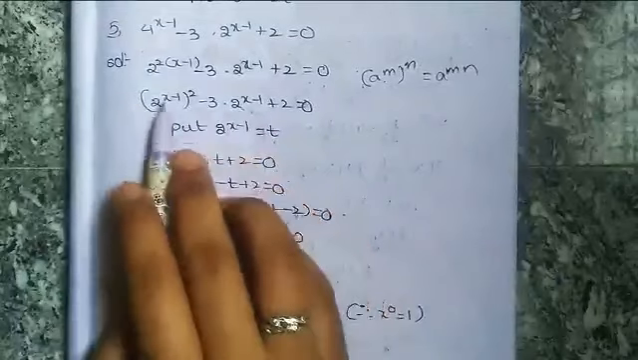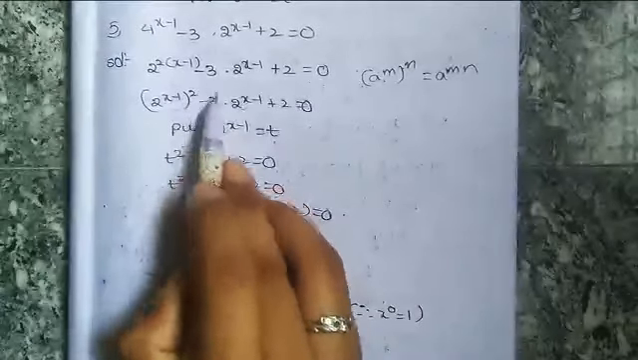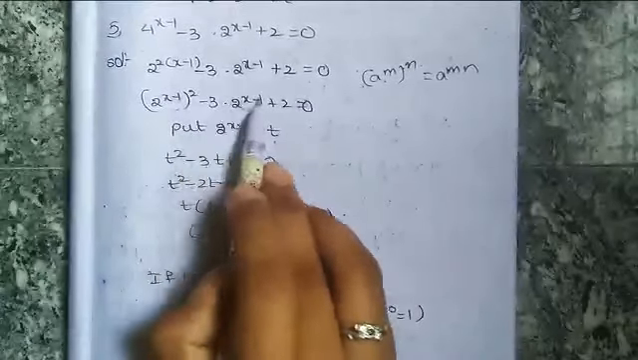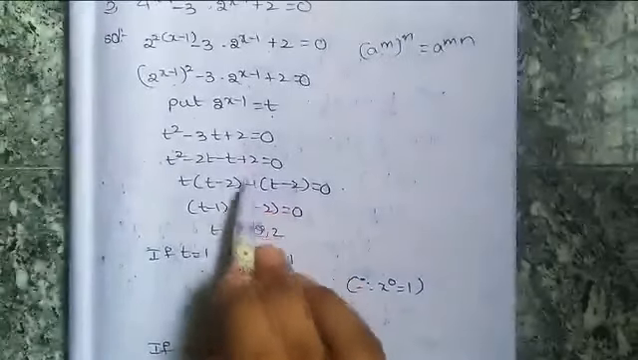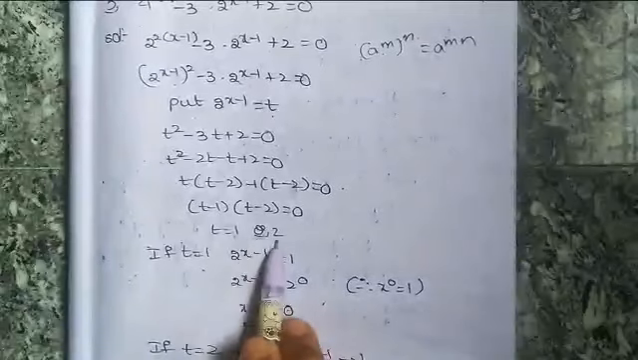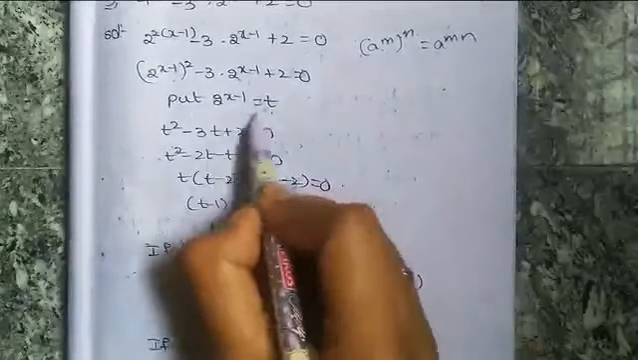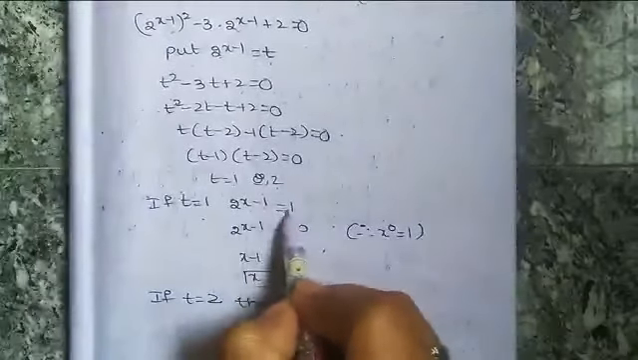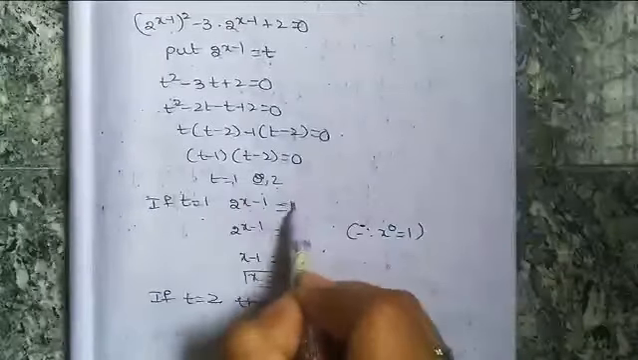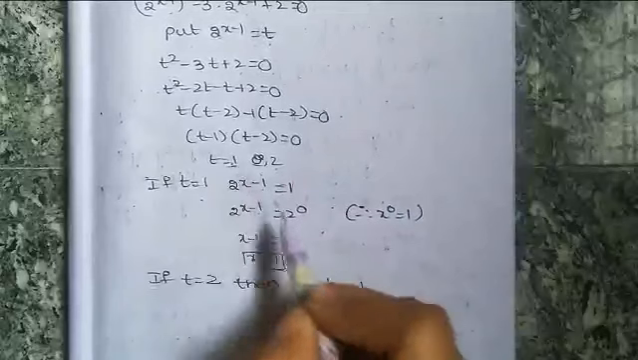Then what will be the equation here? t square minus 3 into t plus 2. This is the quadratic equation, and then we have to find the roots. The roots are 1 and 2. So we have taken t is equal to 2 to the power of x minus 1. So 2 to the power of x minus 1 is equal to t, that is 1. Taking t is equal to 1.